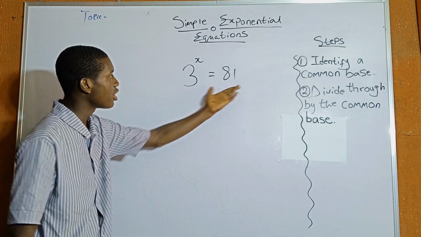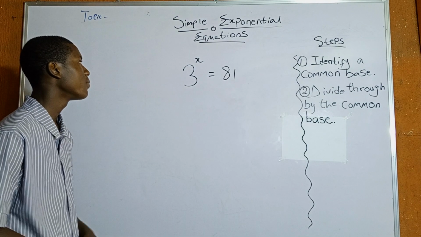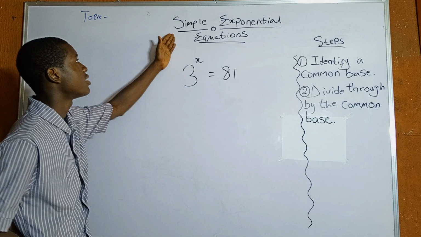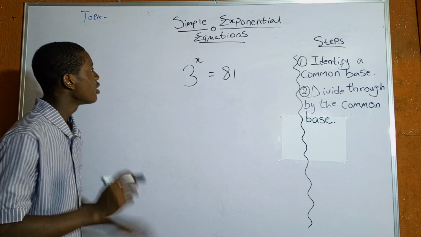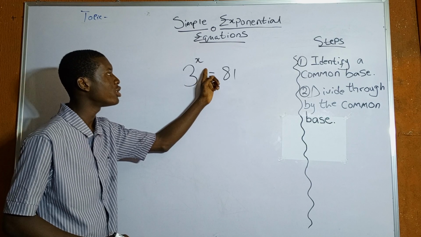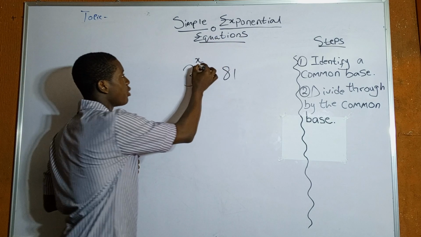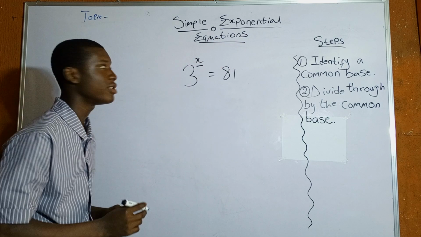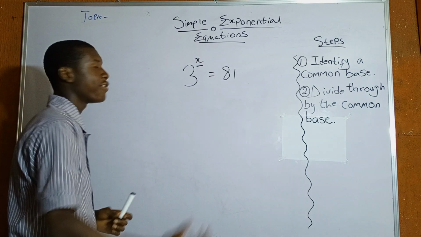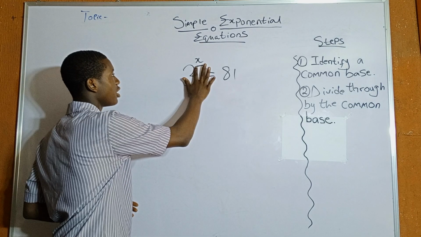Now this equation I have on the board is a simple exponential equation. And when we are to solve this, it is very simple, just as the topic says. We have 3 raised to power x, which makes it a simple exponential equation. The x is the exponent, and this x is the variable. Now, when you have a variable as an exponent, it makes it an exponential equation.